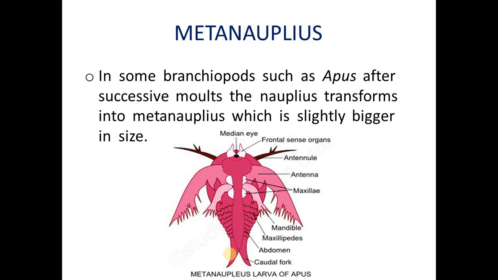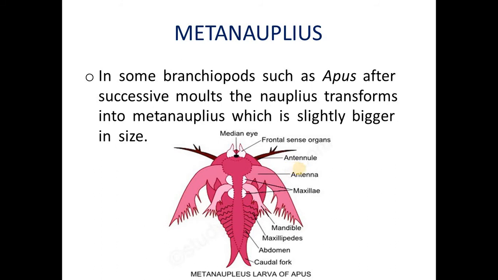The abdomen region ends into two truncated processes or caudal furca. These are the caudal furca as shown in the figure. It also has a single median eye. Antennule is uniramous and sensory.